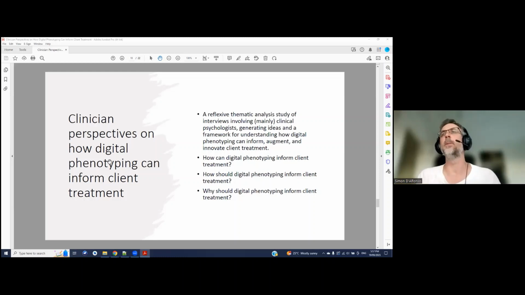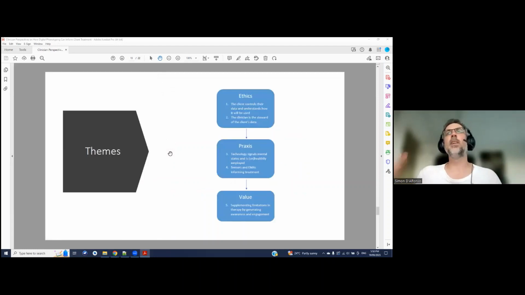innovate client treatment. And Simone and I started off with this question: how can digital phenotyping inform client treatment? But we also discovered that there were 2 other sub-questions or extended questions that were elicited from this process and these interviews with the 20 mental health practitioners. The second one was, how should digital phenotyping inform client treatment? And thirdly, why should digital phenotyping inform client treatment? And Simone came up with this thematic map.